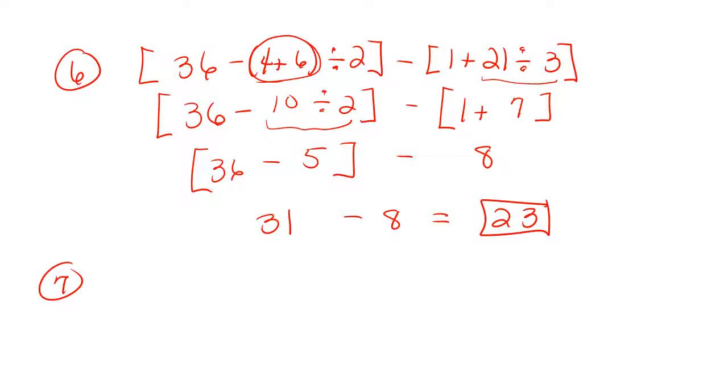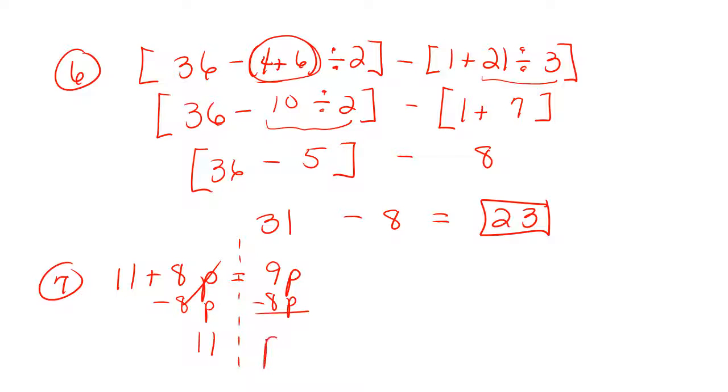Number 7 is an equation to solve. We must simply get the letter P on one side of the equals. Think of the equal sign as a fence or a barrier. The opposite of adding 8p would be to subtract 8p. So 11 equals P. Final answer.